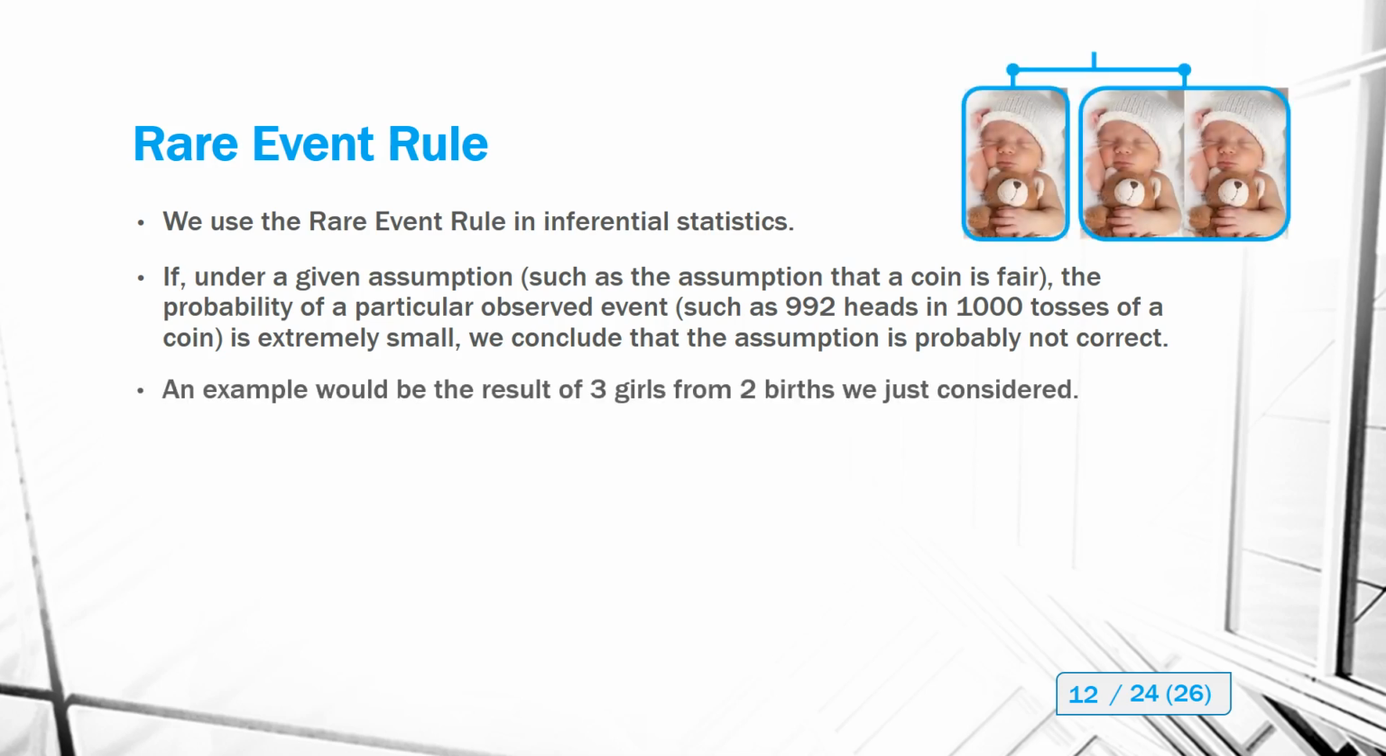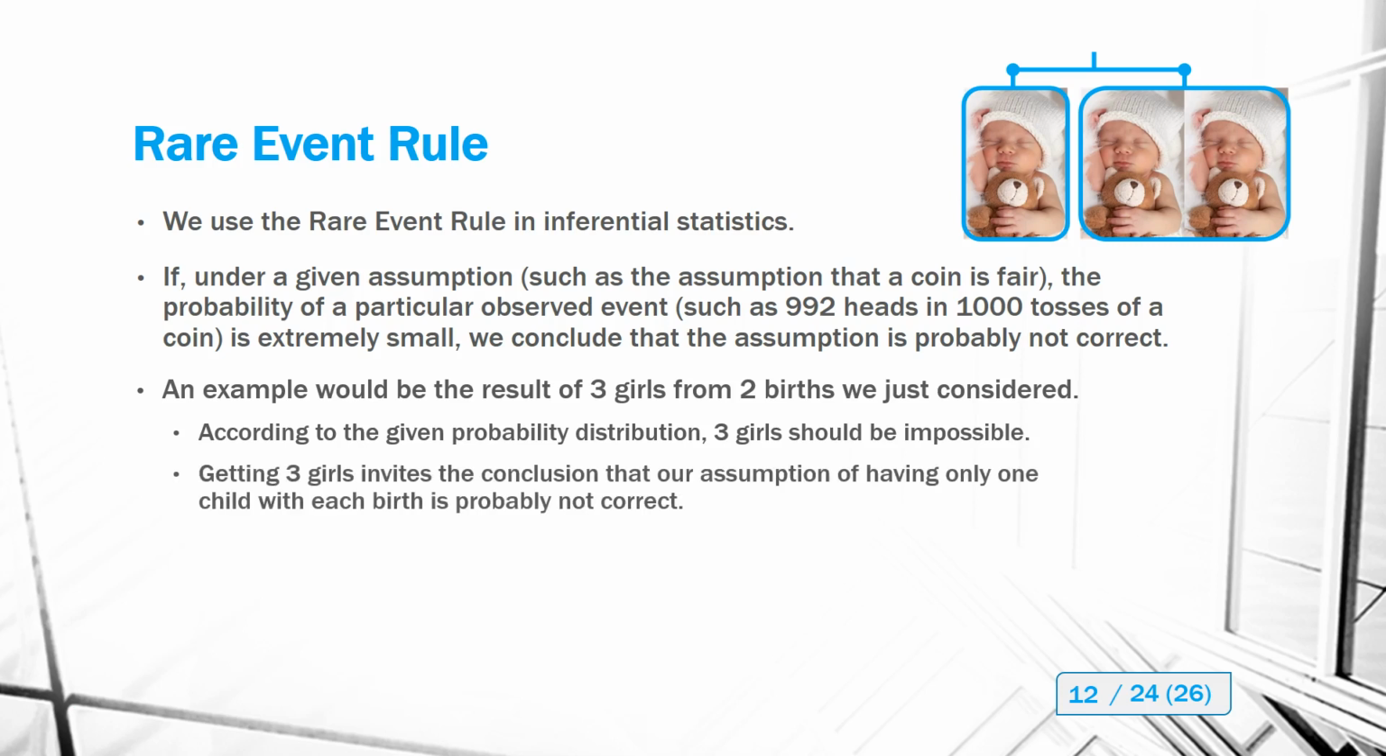The example that we just looked at, 3 girls from 2 births, is a good example of the rare event rule. It should be impossible to get 3 girls from 2 births, because, again, we are assuming we're getting 1 child from each birth. But if we actually do get 3 girls from 2 births, then that invites us to look back on our assumption that we're only getting 1 child from each birth and say, well, you know what? That assumption's probably not correct because it doesn't follow with the results we're actually getting.